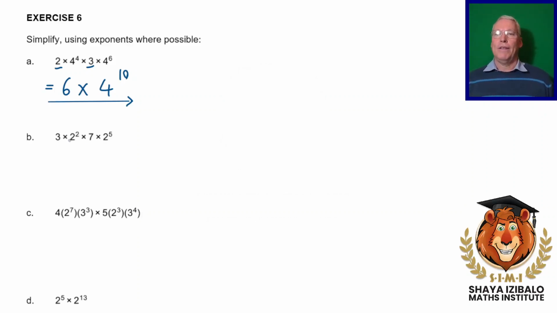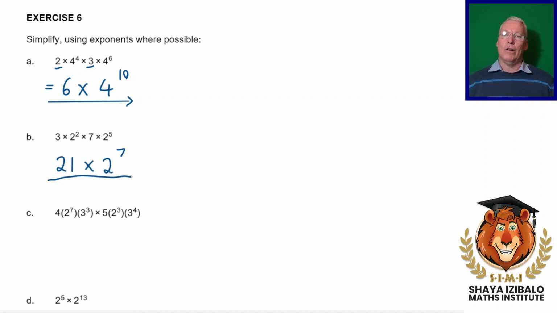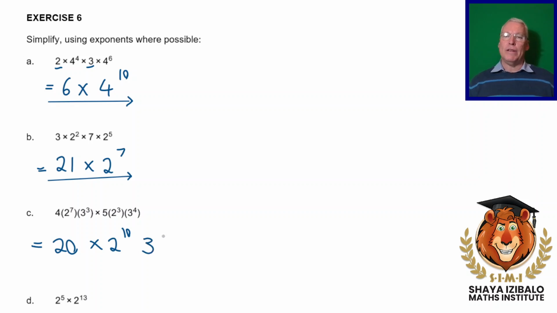Okay, so this one over here, 3 times 7, 21, times 2 to the power of 7, a total of 7 2's multiplying together. This one we've got 4 times 5, that's 20. Then we've got our 2's, and there's a total of 10 of them. And then we've got our 3's, and there's a total of 7 of them.